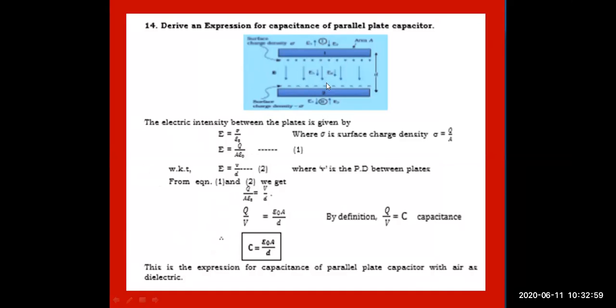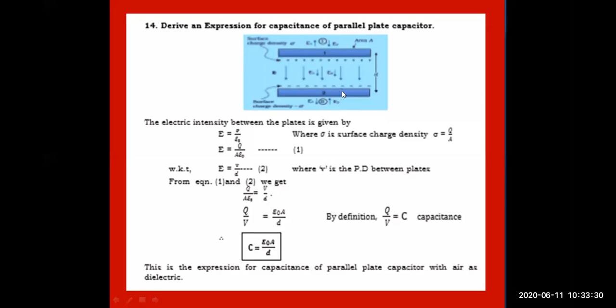So you can see electric field is acting in the downward direction. The distance between the plates A and B is given by the letter d, and area of each plate is given by the letter A. Surface charge density on the plate B is minus sigma, and surface charge density on the plate A is plus sigma, because we have positive charges here and we have negative charges here. So that will be your diagram.